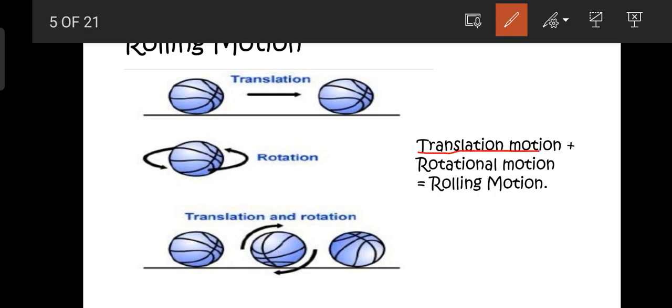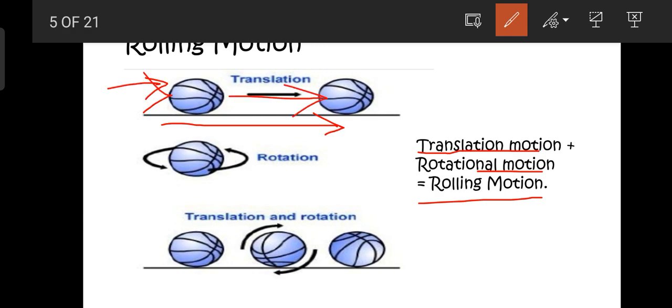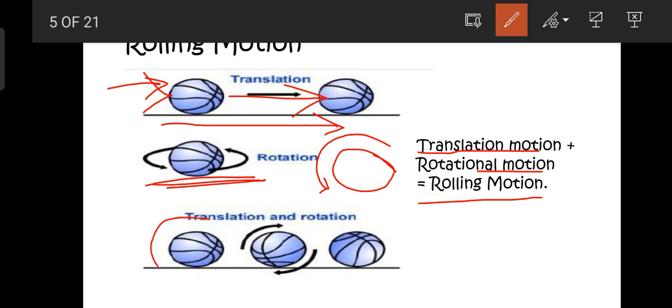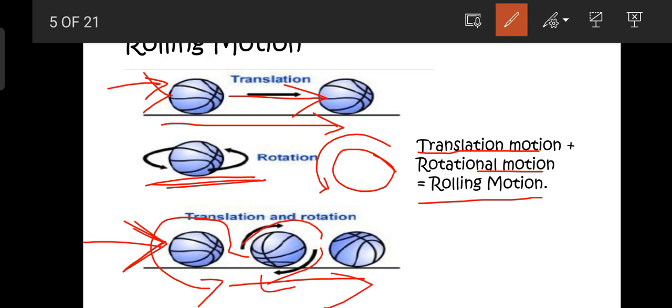Now translational motion plus rotational motion is rolling motion. Okay, this is translation motion. If you put a force here, it will travel in the straight path, and this is rotational, means it will rotate at a point. Okay, so if we do both, if we rotate it first and after that if we put a force from here, so it will travel also and it will rotate also. Okay, so this is called rolling motion.